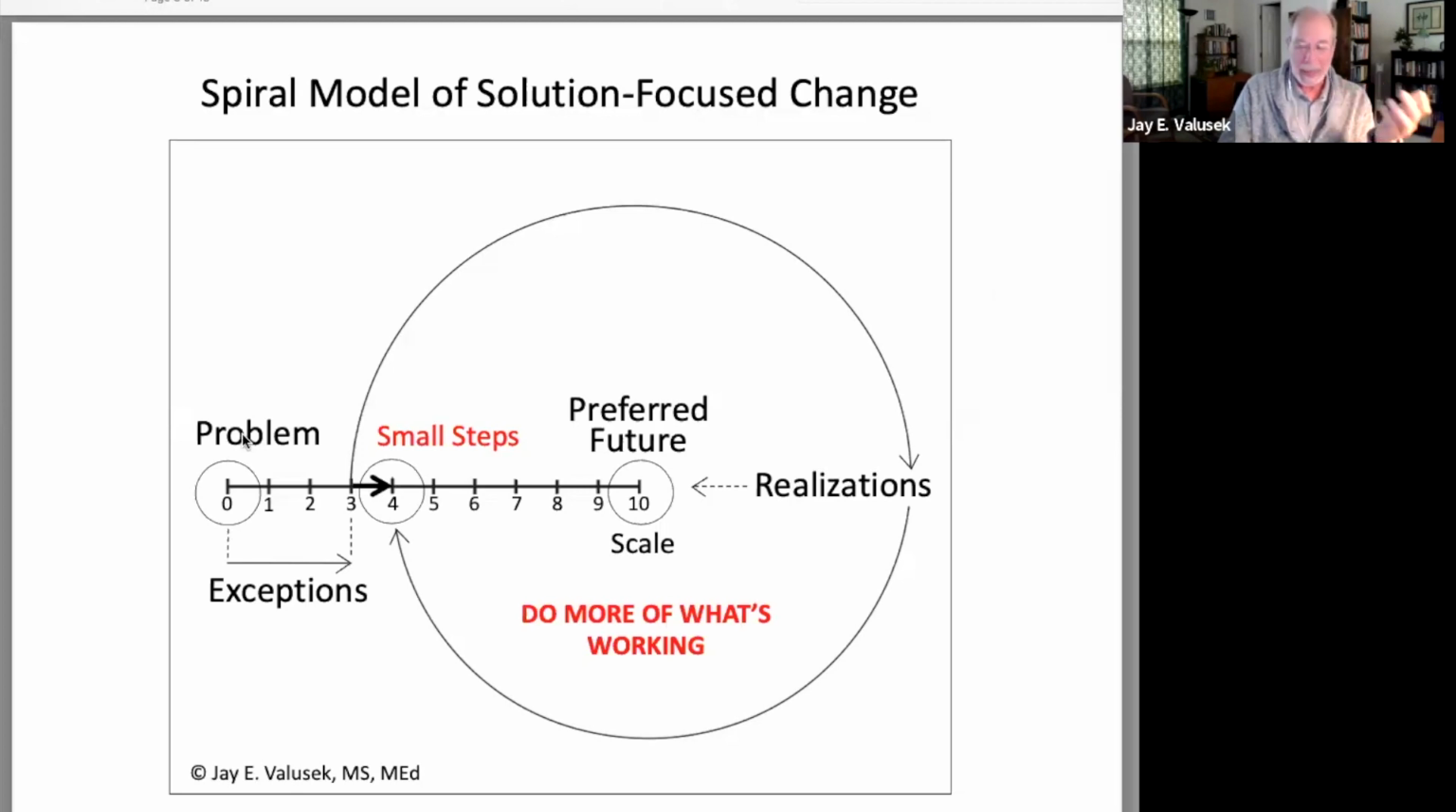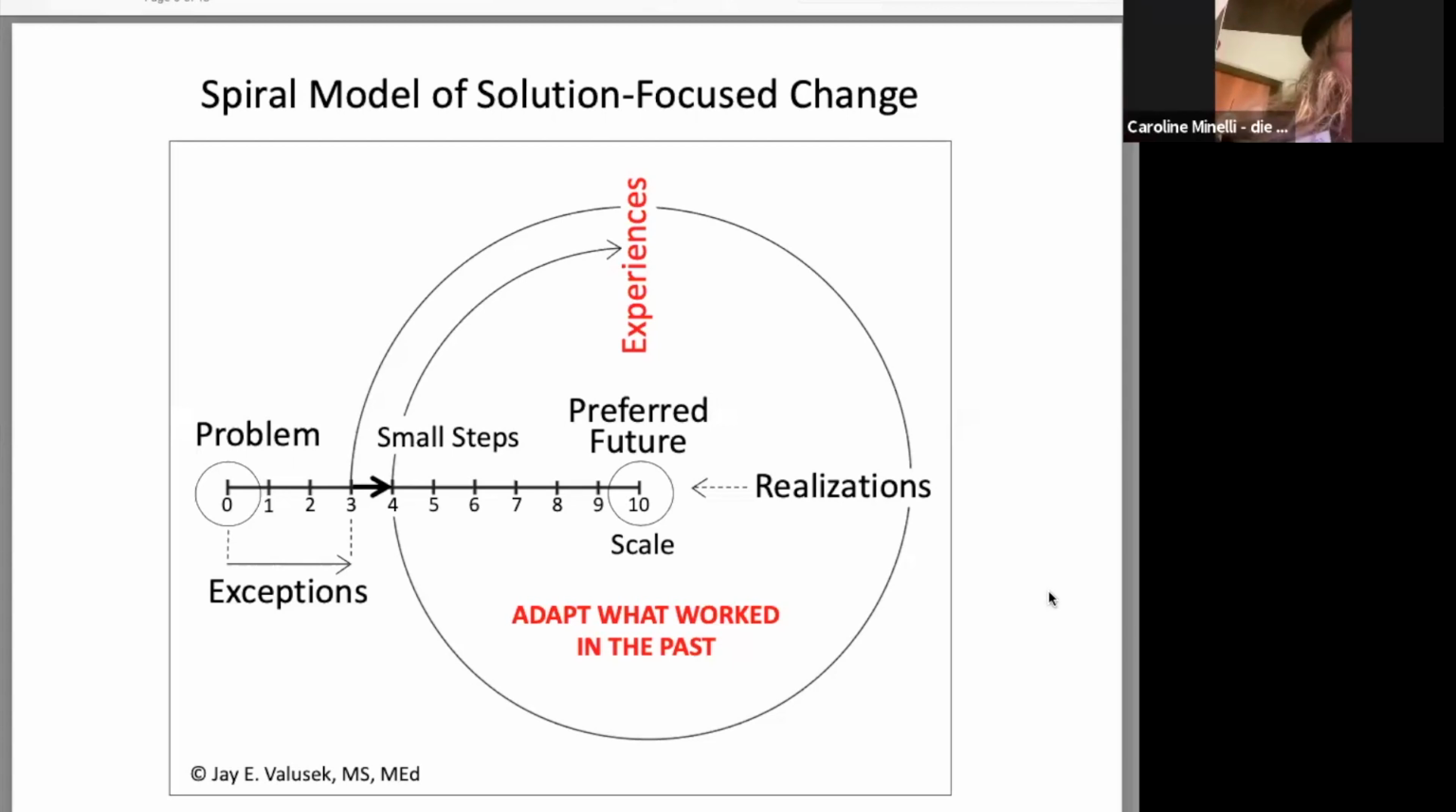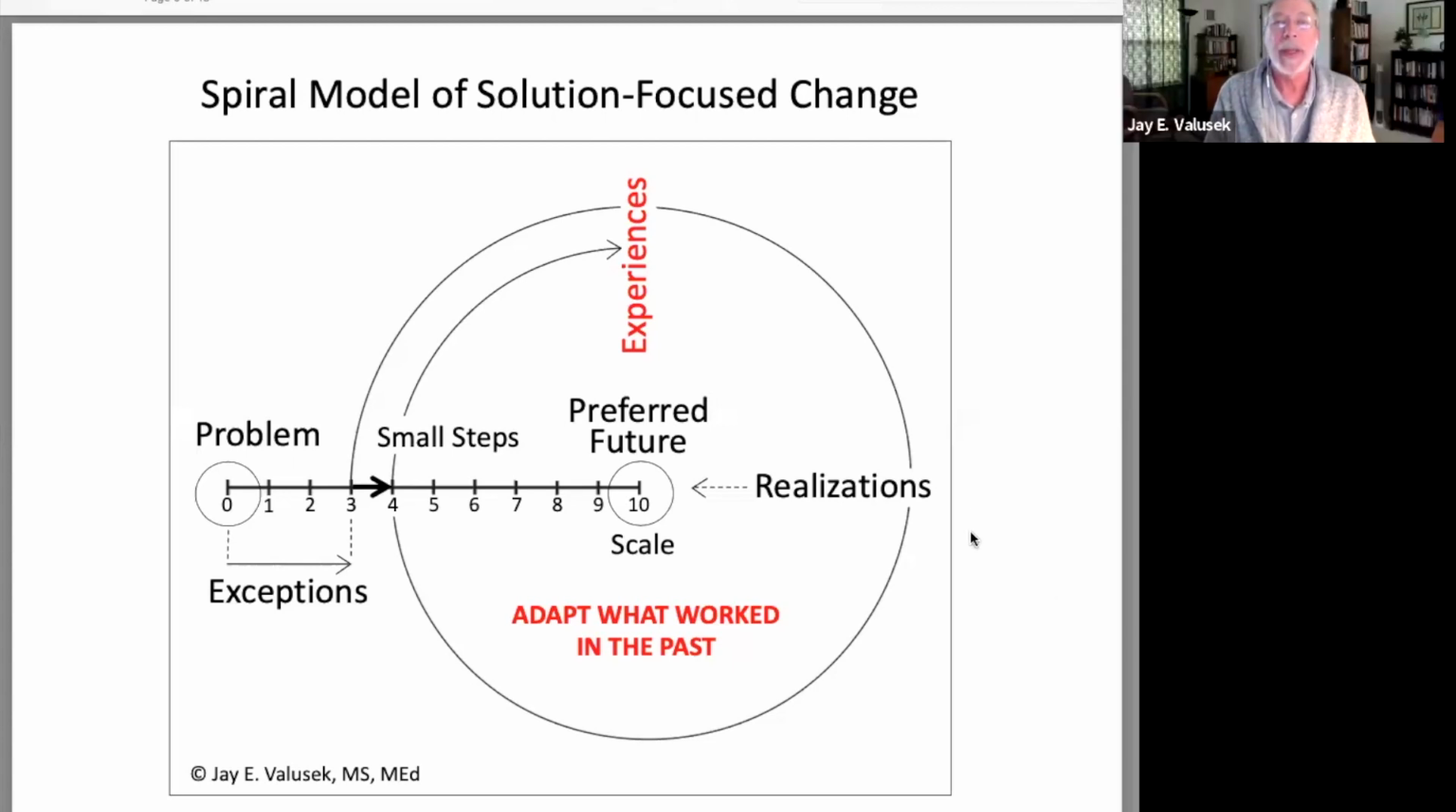So you go back to the past. The next thing is, what's another iteration? I call this experiences because I like its resonance with exceptions. You have exceptions, and the experience here I'm talking about is your past. When in the past have you encountered this exact same problem or one like it? And what did you do then? What strategies did you use to overcome that problem or to move toward this preferred future?